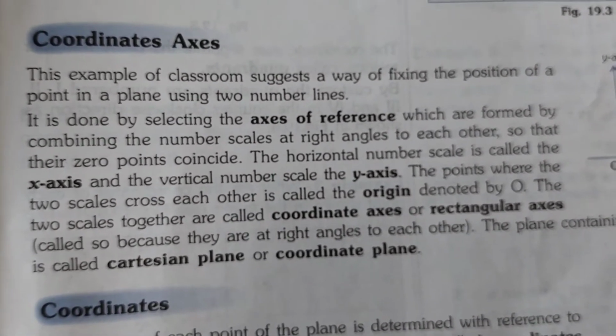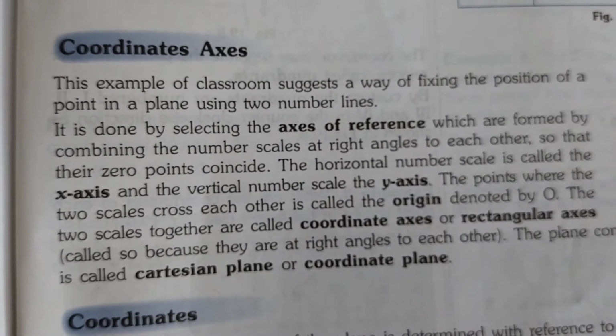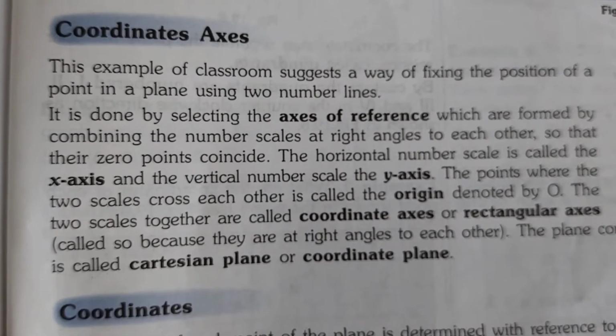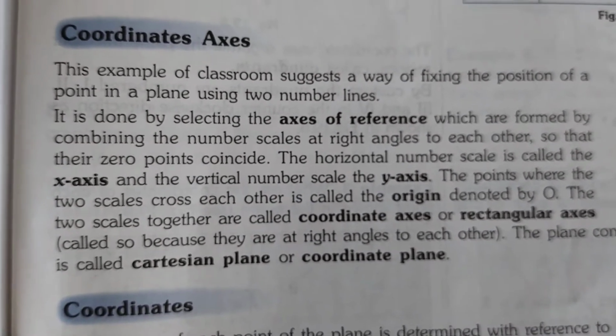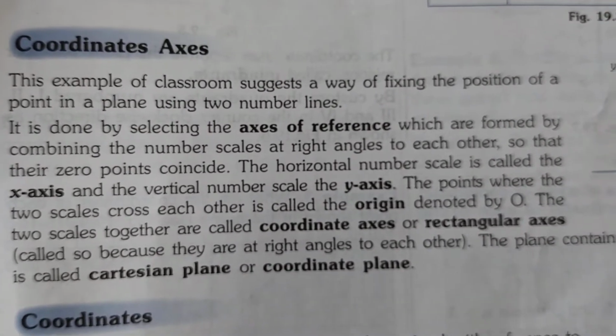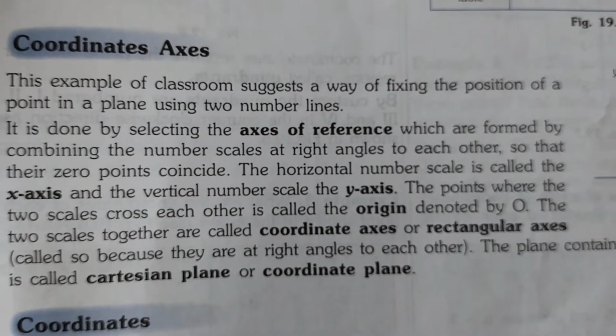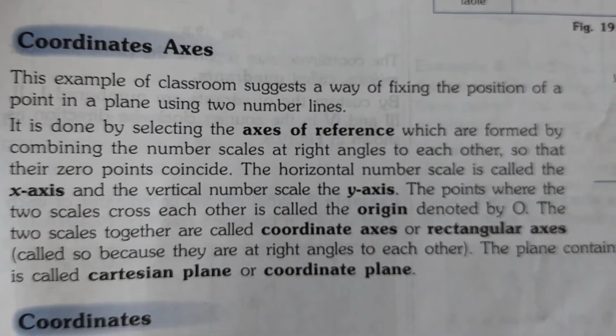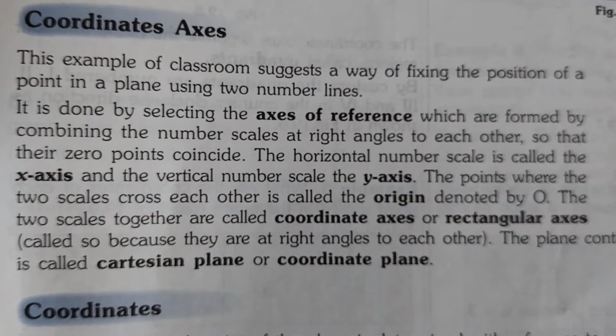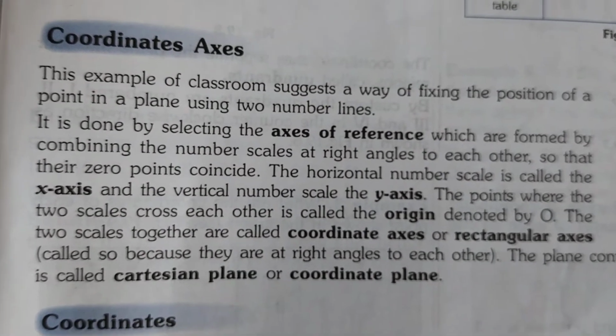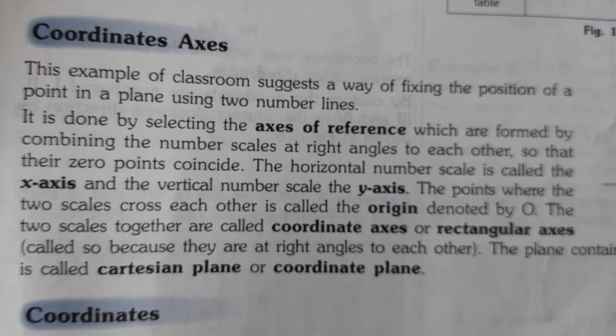The point where the two scales cross each other is called the origin and it is denoted by O. So the two scales together are called coordinate axes or rectangular axes, so called because they are at right angles to each other.